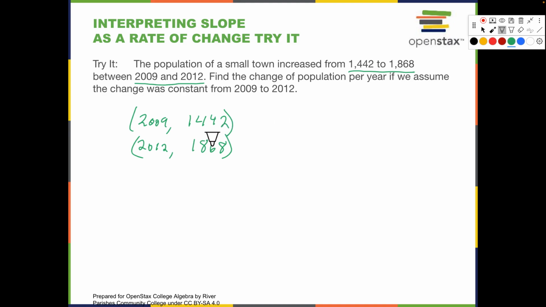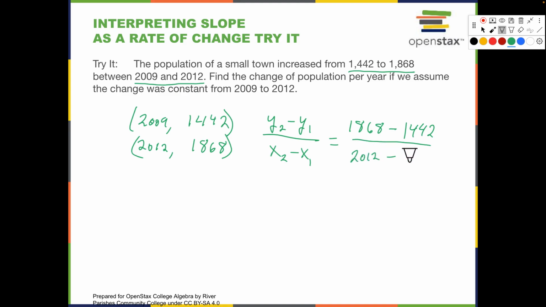And again, we could use the formula y2 minus y1 over x2 minus x1. 1868 minus 1442 divided by 2012 minus 2009. And again, you could have made one of those years 0 if you wanted, but it just depends on where you want to make the calculations.